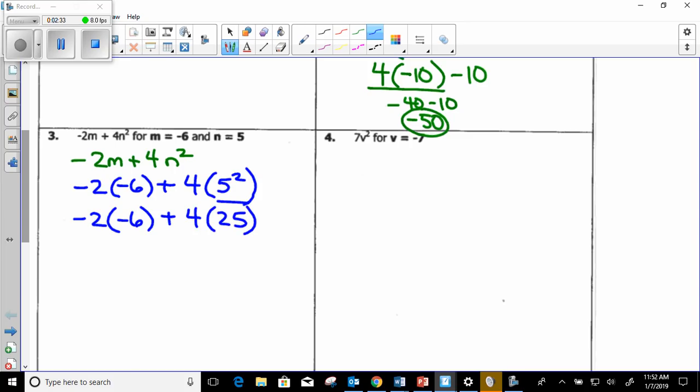Now you can work left to right. When you do that, remember two negatives when you multiply gives you a positive. So now you have positive 12 plus 100, which equals 112.